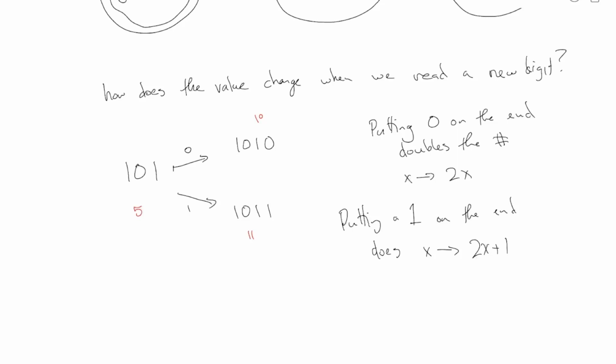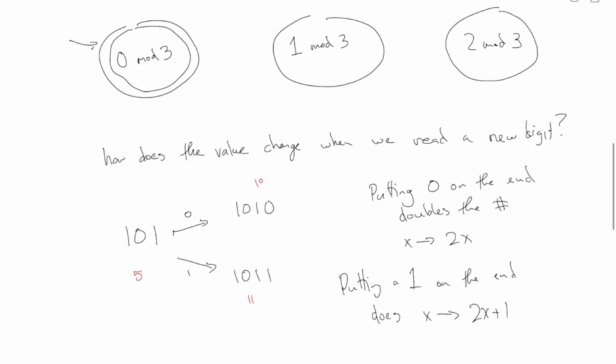All right? Putting a 0 on the end doubles the number. Putting a 1 on the end changes the number like this. X becomes 2x plus 1. All right? So now, where do the arrows go? Knowing this, it just comes down to, if I know that my number is divisible by 3, and then I put a 0 on it, is that number still going to be, where does it become now?